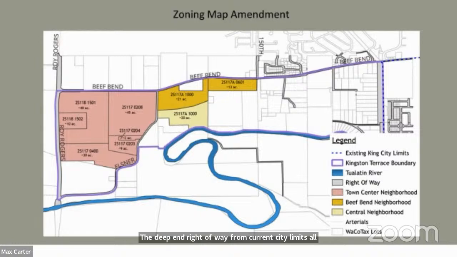This provides a contiguous link to the properties within our urban growth boundary that are being annexed, as well as a link to the city limits of King City. We can do that if the property owner of the right-of-way is in agreement, and that is Washington County. Washington County has provided a letter of concurrence in the statement authorizing us to do so. And so with that, we should be good to go with the annexation of the southern portion of the right-of-way, as well as the parcels contiguous to the Beef Bend right-of-way.